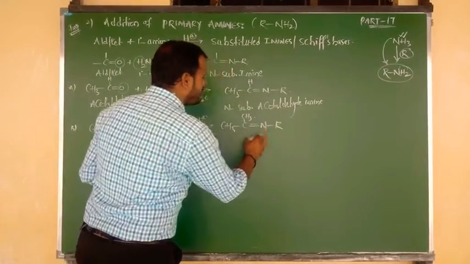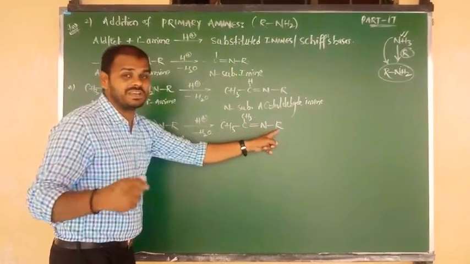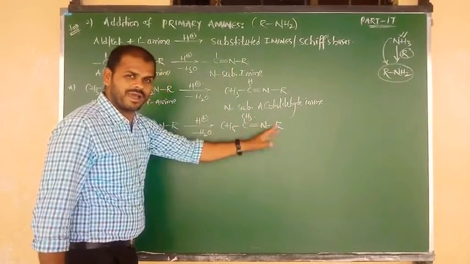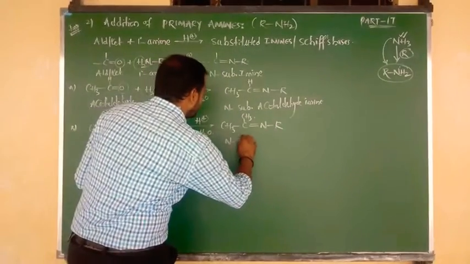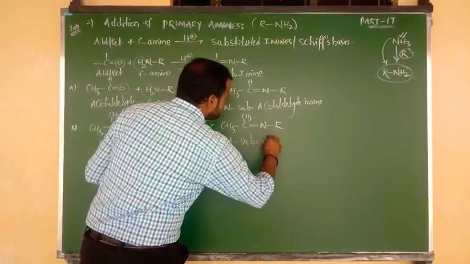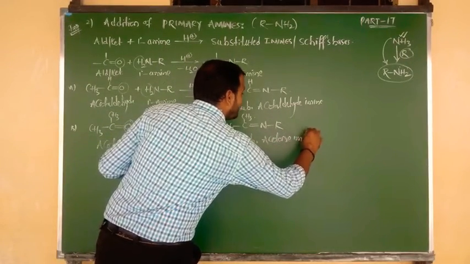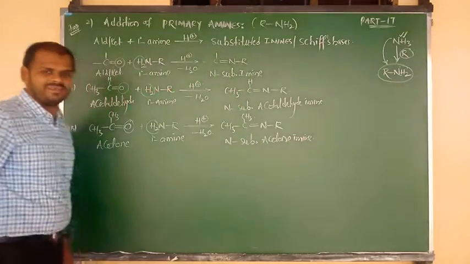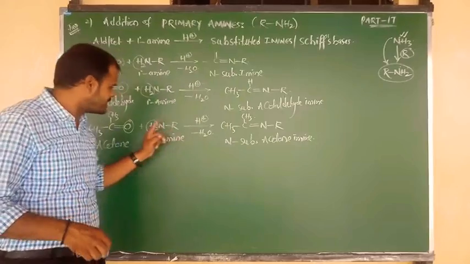Again, same thing: a carbon to nitrogen double bond. It is also an imine, but the N is connected to a side chain. So it is an N-substituted imine. But the imine is coming from where? Acetone. So the exact name is N-substituted acetone imine. First, suppose in the place of R you write methyl, meaning methylamine.